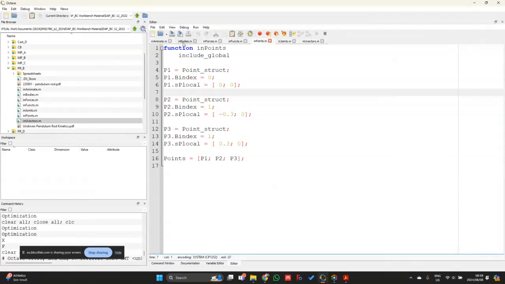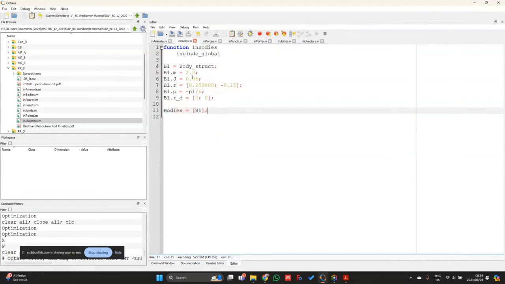So it's also just important to note that for in bodies, we don't specify ground as a body. It's already taken into account once it does these calculations. So we just want to specify the actual bodies that are going to move, that are not fixed into place, if you will.